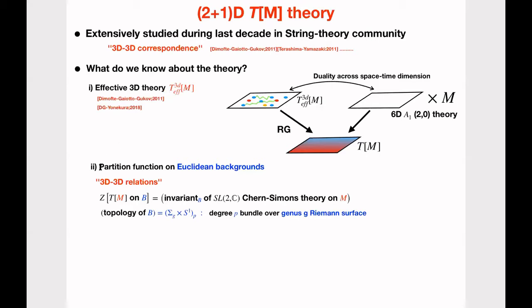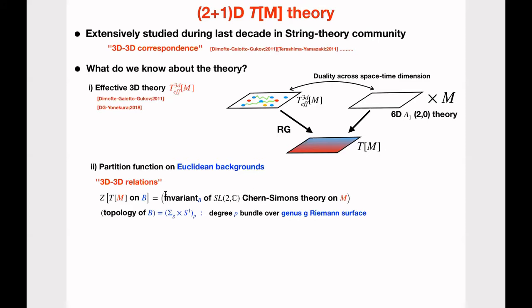More importantly, how to compute the partition function of this 2+1 quantum system on some Euclidean background. This is called the 3D-3D relation, which represents the partition function of this 2+1 quantum field theory on a certain Euclidean background. This partition function can be written as an invariant of the internal three manifold, more specifically an invariant of SL(2,C) Chern-Simons theory on the internal three manifold. So this theory is determined by the topology of the three manifold, and the partition function on some curved Euclidean background can be computed from the topological information of the three manifold. This will play a very important role.